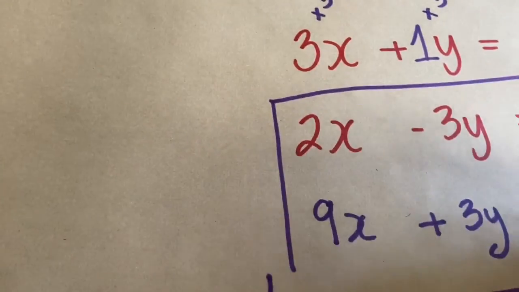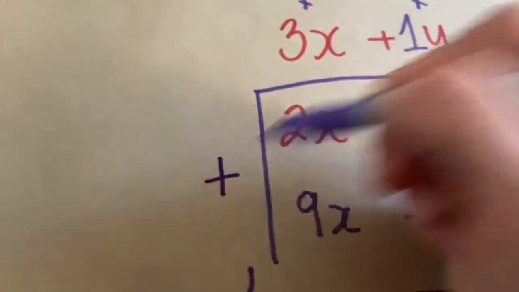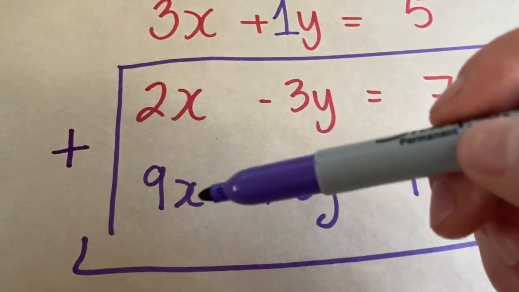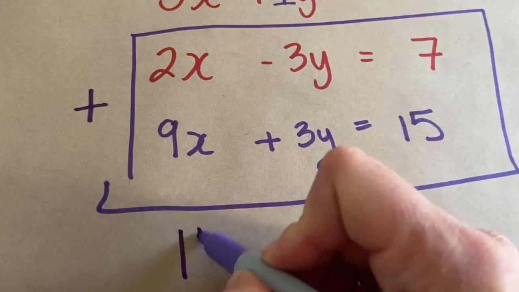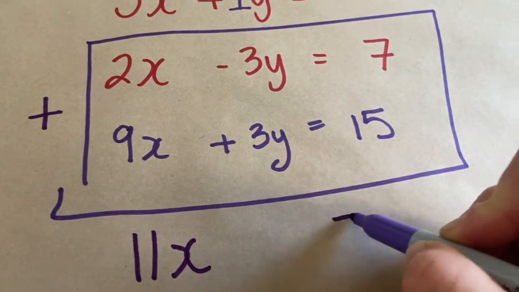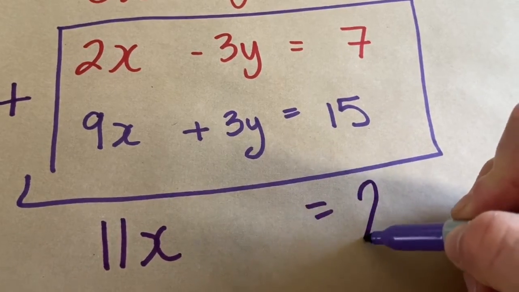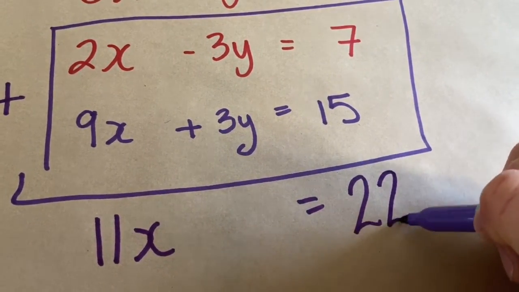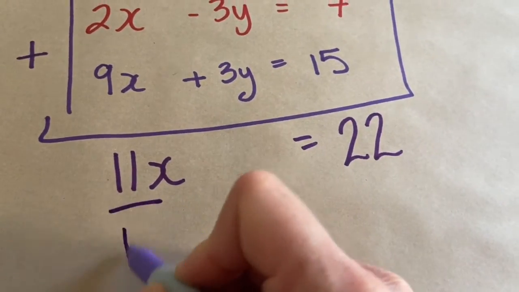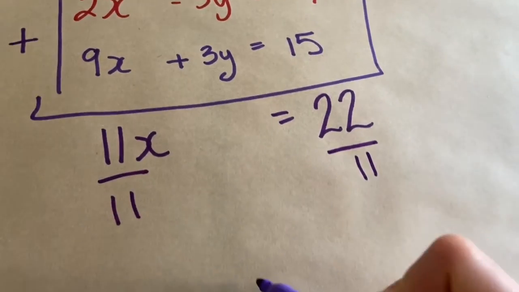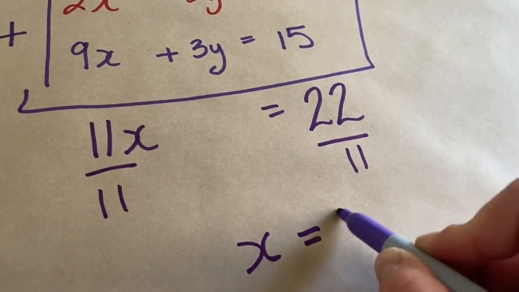And if I add the 3's, I need to add everything. So here I have 2x plus 9x gives me 11x. Here I have 7 plus 15 gives me 22. And then I'm going to divide by 11, divide by 11, and my x is equal to 2.